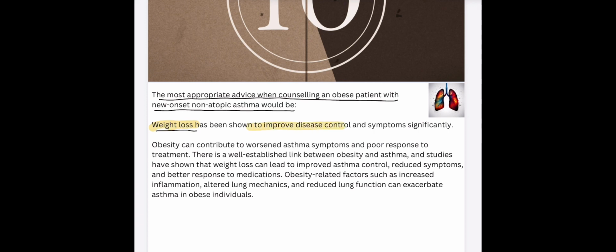It has been shown to improve disease control and symptoms significantly. Obesity can contribute to worsening asthma symptoms and poor response to treatment. There is a well-established link between obesity and asthma. Studies have shown that weight loss can lead to improved asthma control, reduced symptoms, and better response to medication. Obesity-related factors such as increased inflammation, altered lung mechanics, and reduced lung function can exacerbate asthma in obese individuals.